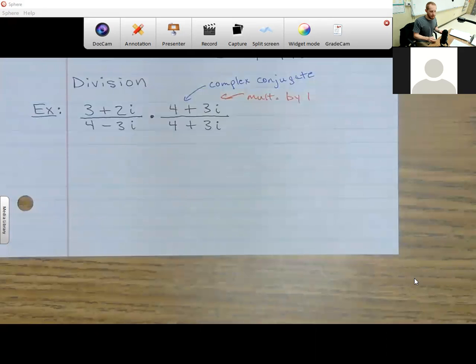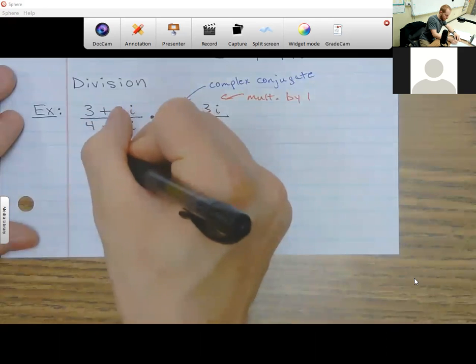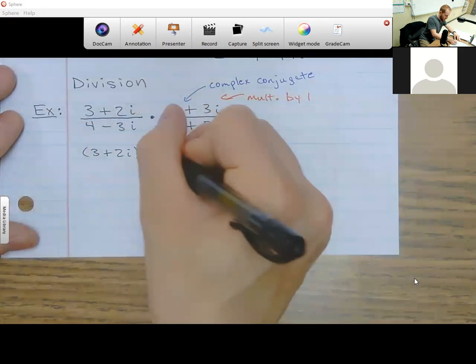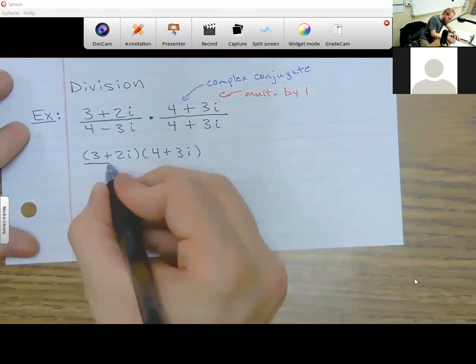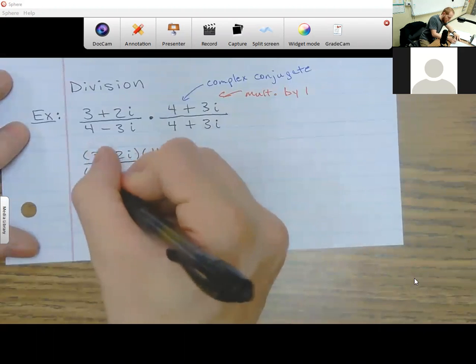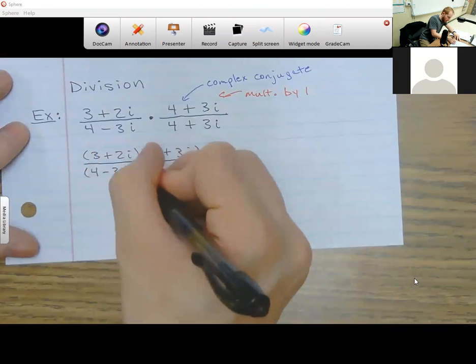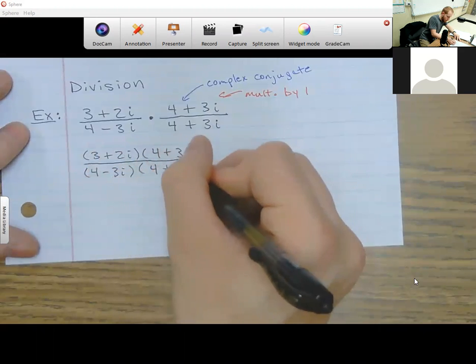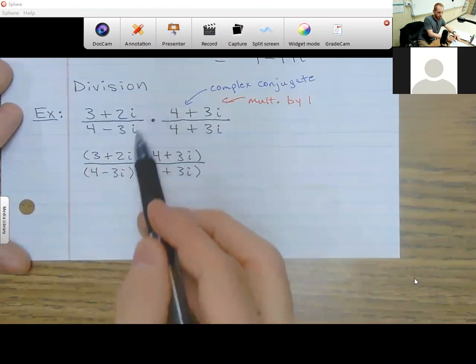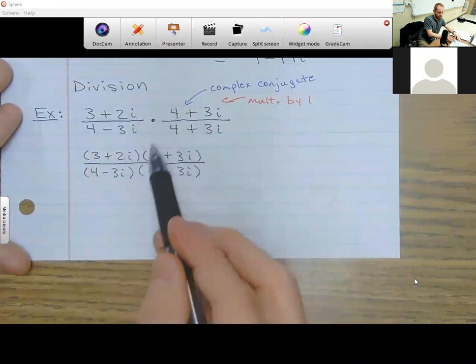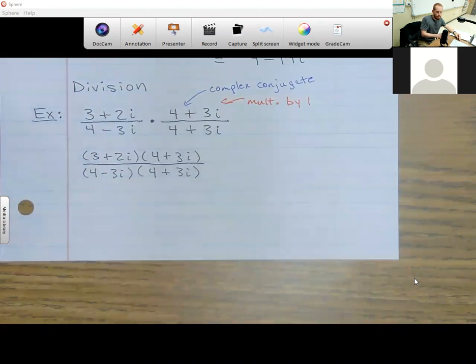So we're actually going to be multiplying the top together and the bottom together. Let's see what that is. So I've got 3 plus 2i and I've got 4 plus 3i, right? That's on top. But what's on the bottom of the fraction? We're going to have 4 minus 3i and 4 plus 3i. And that's just because I'm putting the top two parts together on the top and the bottom two parts together on the bottom. So now we have a FOIL question on the top and on the bottom.